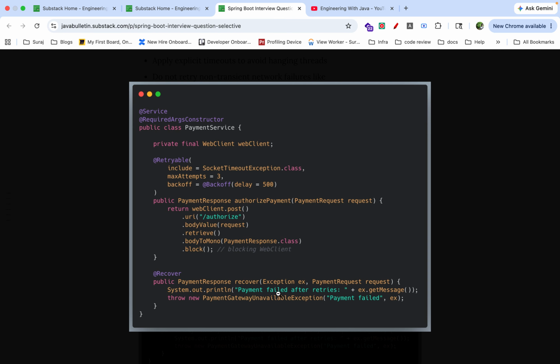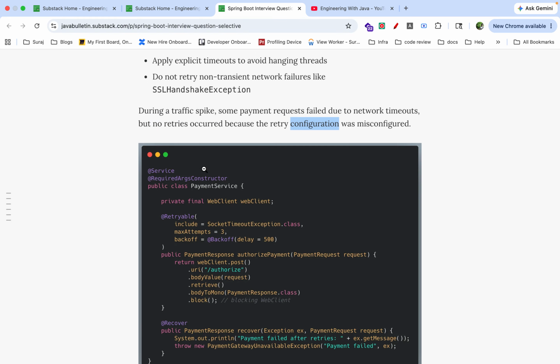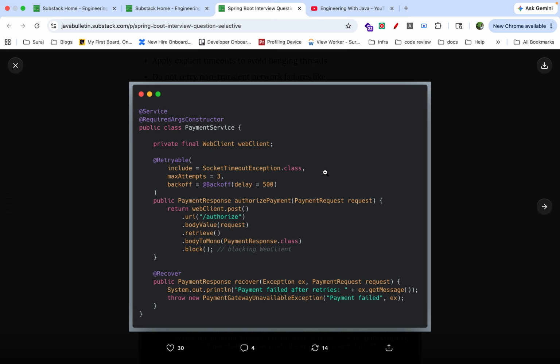Now if you try to understand this configuration, what could go wrong? Backoff is fine, max attempts seems okay. The only thing that comes to my mind is maybe the problem with the include here, the SocketTimeoutException. And that is because the possibility is that the exception that is thrown is probably not the SocketTimeoutException, or there is some other exception.